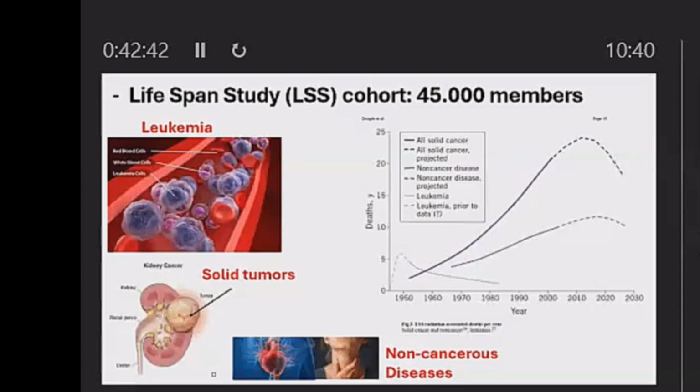Again, mostly people care about leukemia and solid tumors when we're talking about chronic radiation effects.